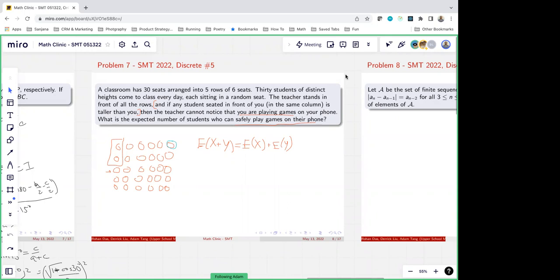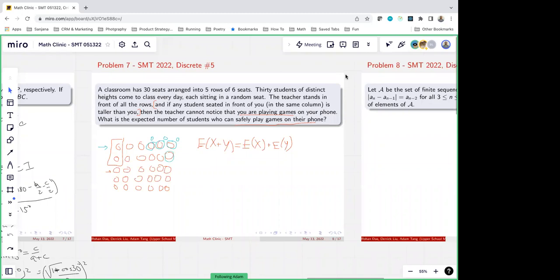Let's first start with the very front row. These people can never safely play games on their phone because there's no one in front of them. So we're going to say the expected number for the front row is 0 each, right? And we can see that it's very symmetric. Anyone in the second row has the same probability of being able to play games on their phone as each other, and the same for the third, fourth, and fifth rows. So we just need to calculate the probability for one person in each row.